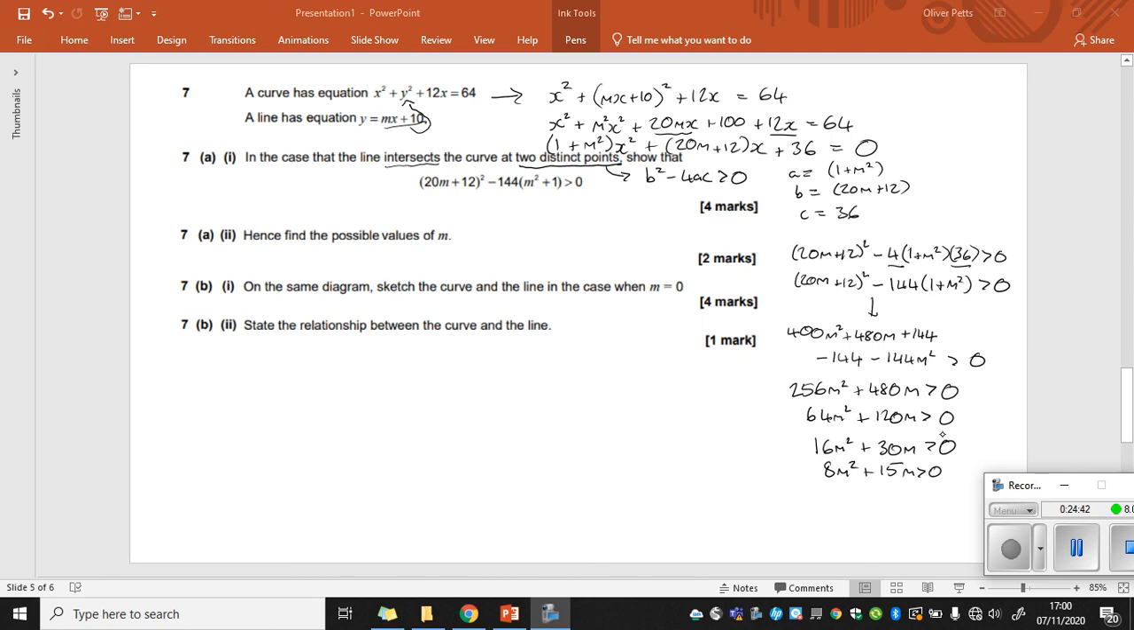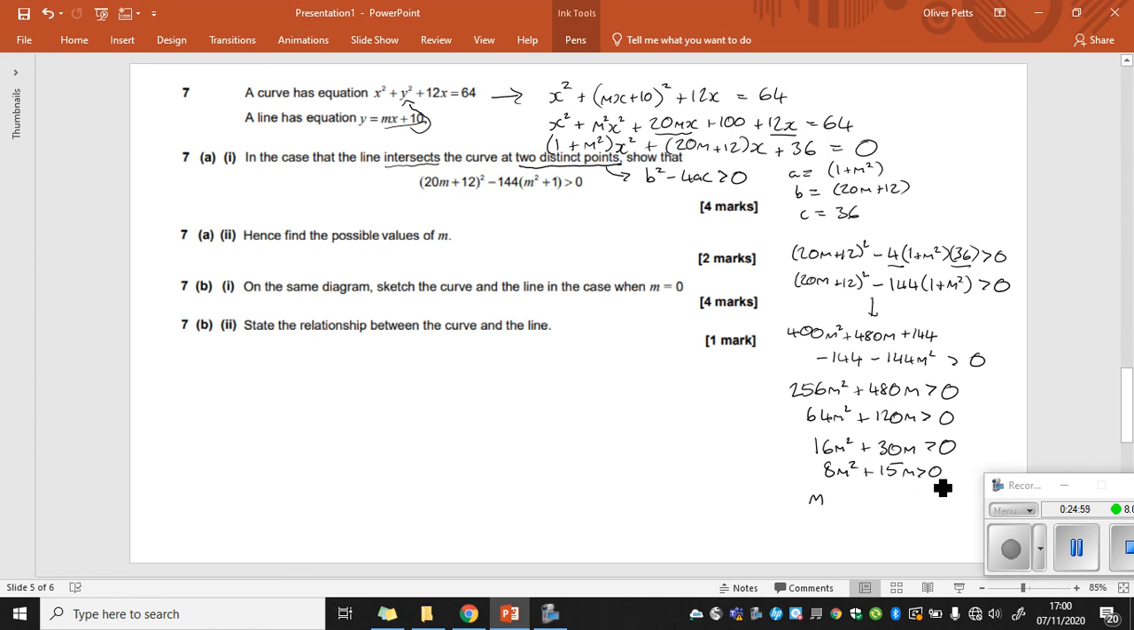Okay, now this is a quadratic. Don't divide out m. If you divide out m, you're actually losing one of your solutions. So it is a quadratic. So I am going to factorize.